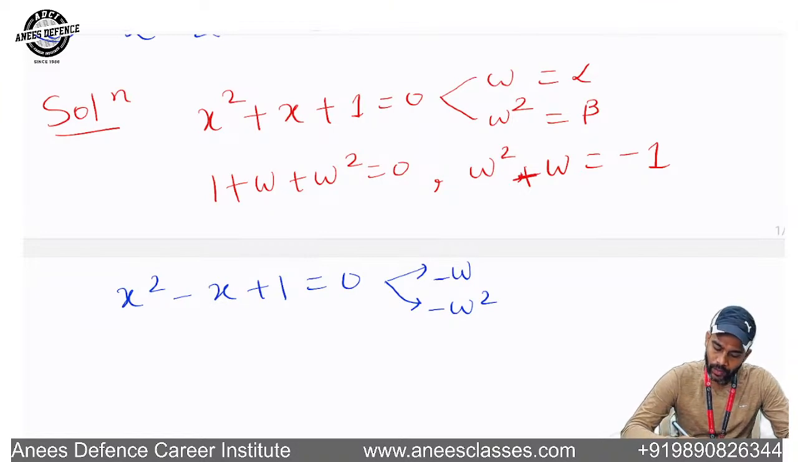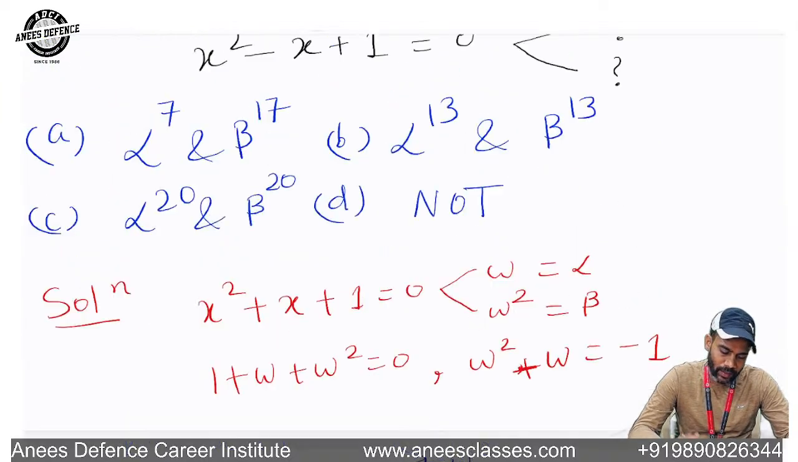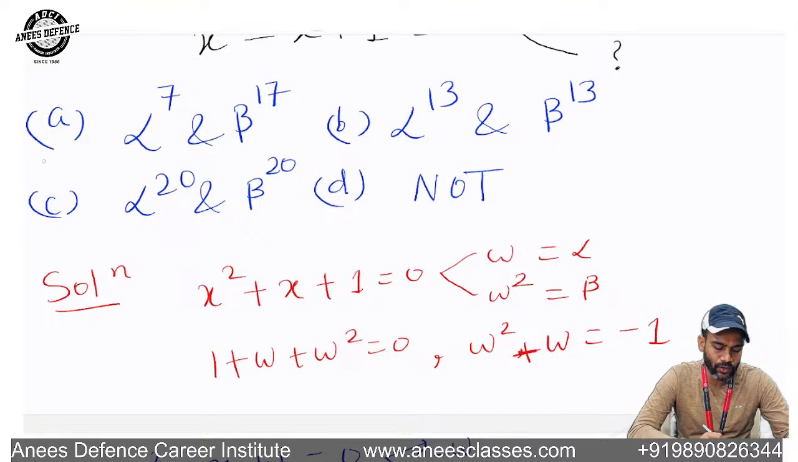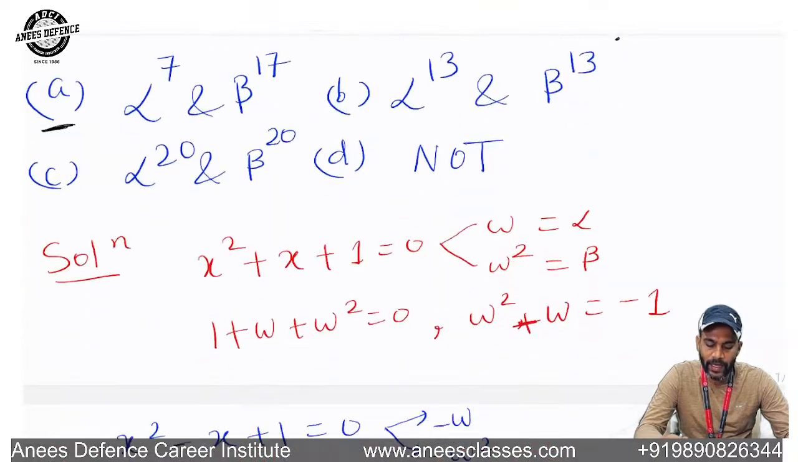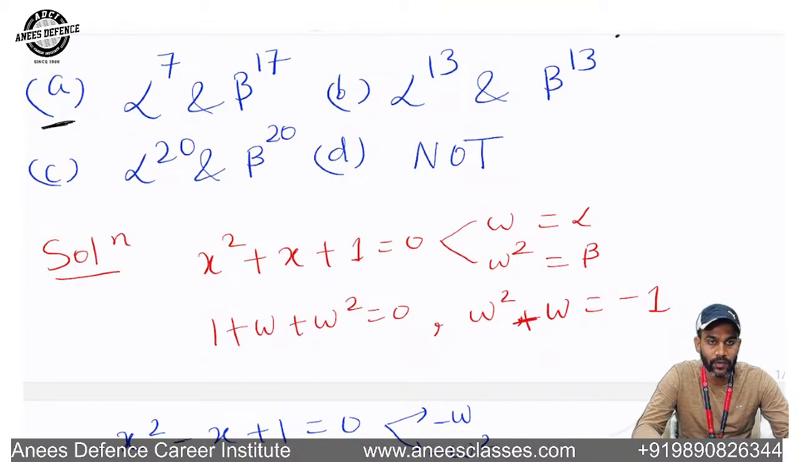Now, if you see the first option, we have alpha raised to 7 and beta raised to 17. Similarly, we have alpha raised to 13 and beta raised to 30. See, if you take any power of omega or omega square, it may become 1, omega or omega square, but it cannot be minus omega or minus omega square. Yes or no? So therefore, we can say all these options would not be correct.